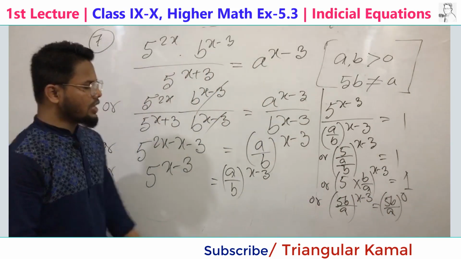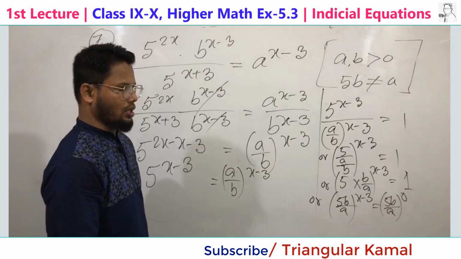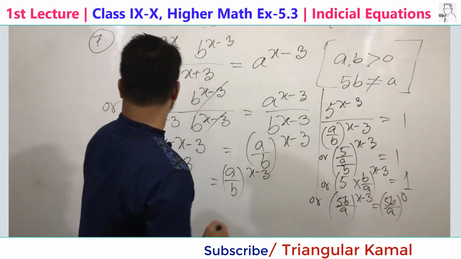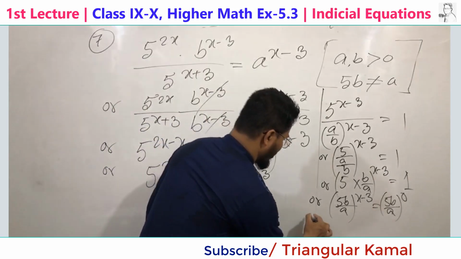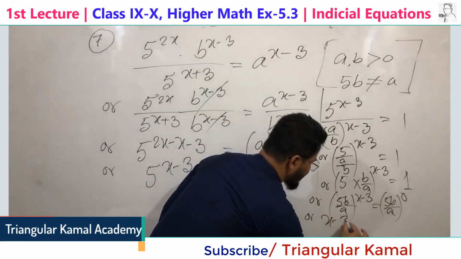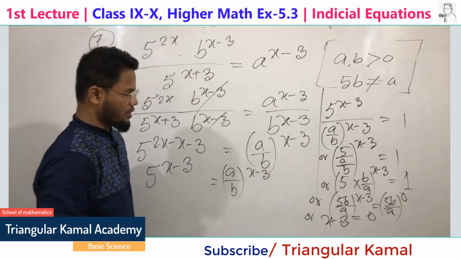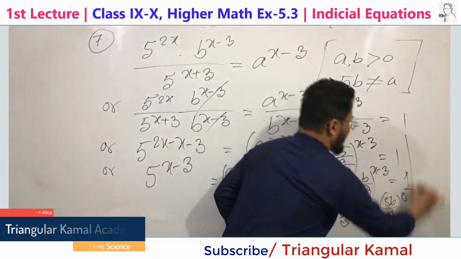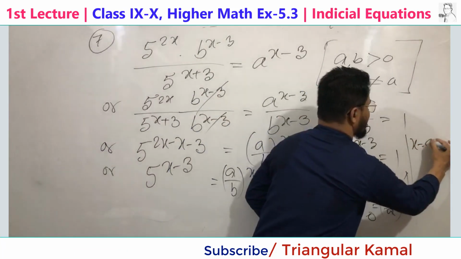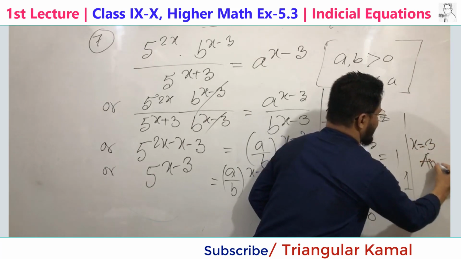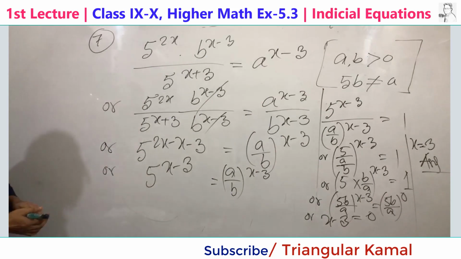Now this indicial equation you can convert as a numerical equation. So you can write here x minus 3 equals 0. So the x answer will be x equal 3, which is our answer.